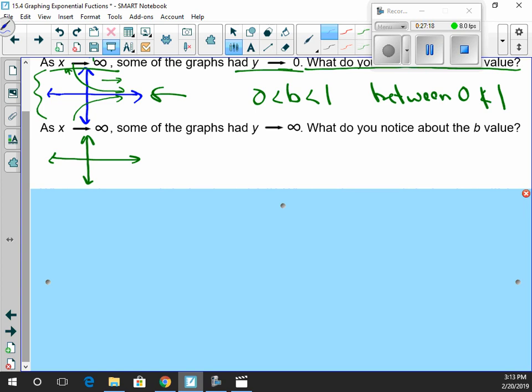As x approaches positive infinity again, some of the graphs had y go now in the opposite direction. Instead of to 0, they went really, really big. They went to infinity. What do you notice about the b value for these? So what graphs are we talking about here?